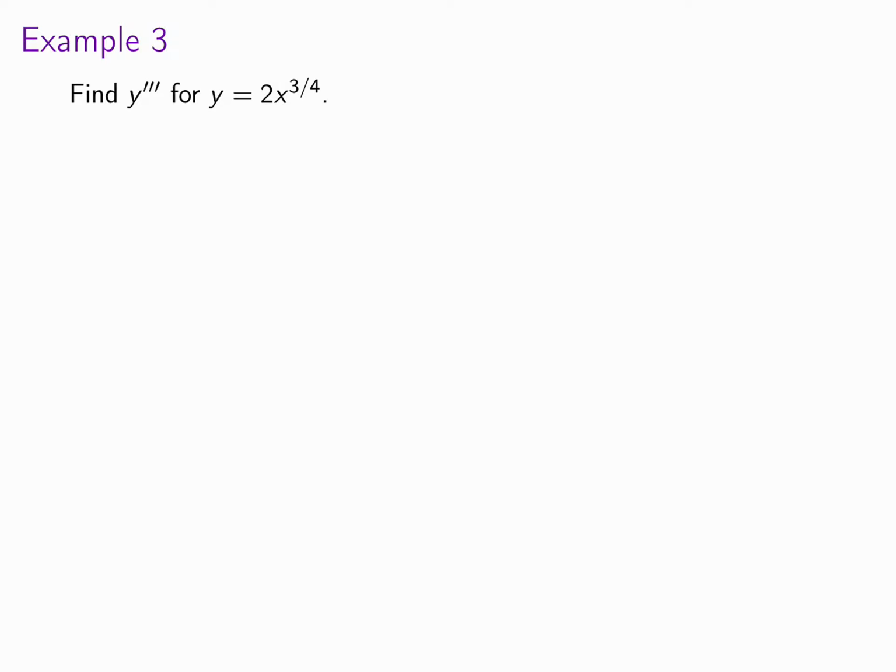Let's find y triple prime for y equals 2x to the 3/4 power. So y prime, we can just use the constant multiple rule and the power rule here, will be what? 2 times 3/4 x, and now I need to subtract 1. If I subtract 1 from that, I get a negative 1/4. And I'm going to take a moment and clean this up just a little bit before I keep going for my next derivative. That'll end up being 3/2 x to the negative 1/4 when I simplify those constants.